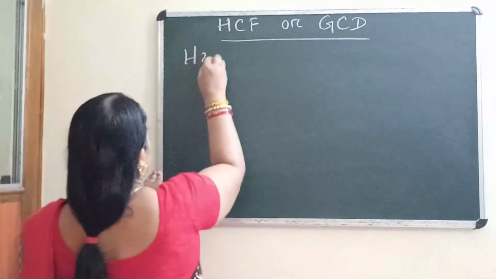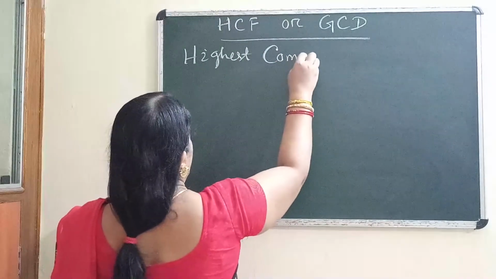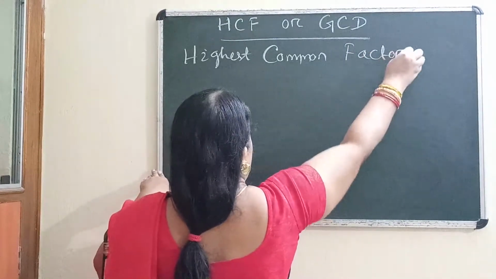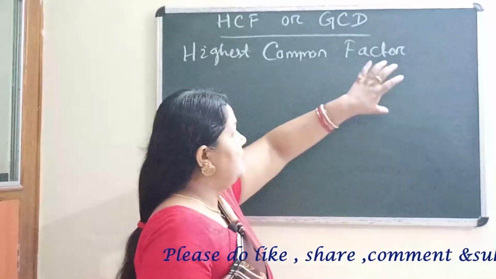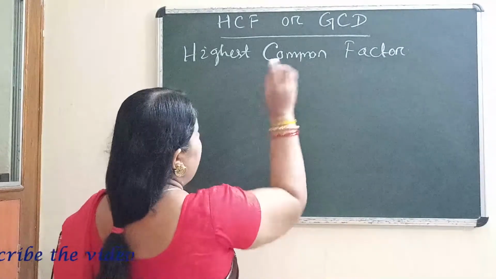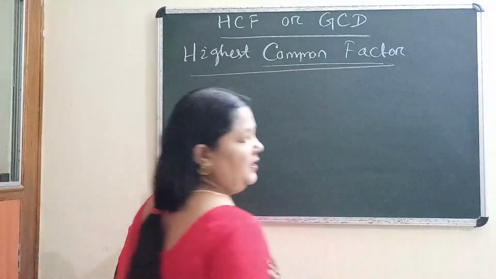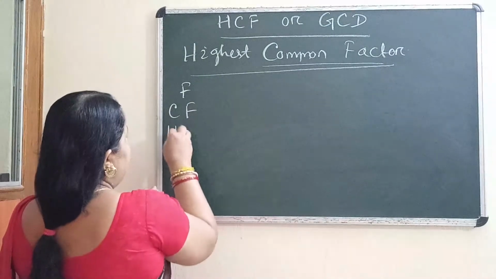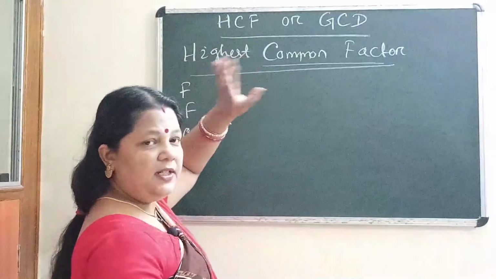I am writing here, highest common factor. Okay, factor I have already discussed. So many things we have discussed: factor, prime factorization. So these two terms we will discuss: common factor, then highest common factor. We have discussed factor, then common factor, then highest common factor. Okay, so this factor we have already discussed.